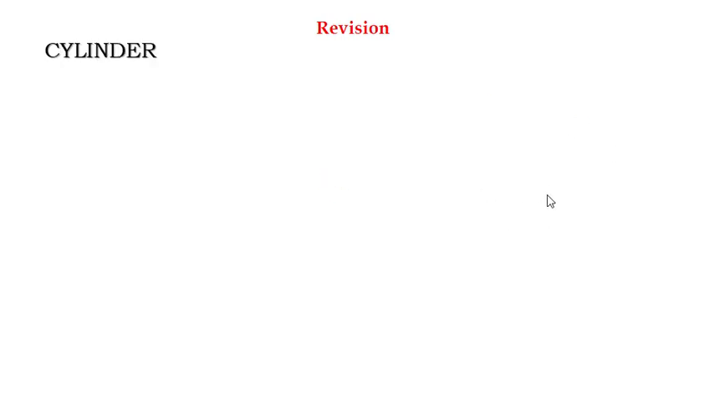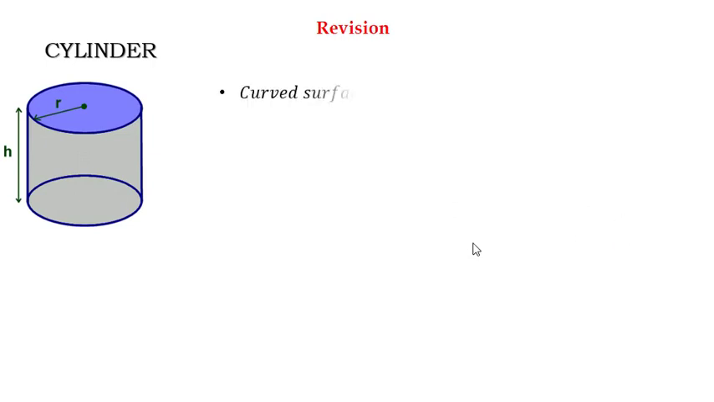Now let us discuss cylinder. In cylinder we have curved surface area which is 2 pi RH. Now this 2 pi R is base perimeter into H is height. So base perimeter multiplied by height gives me curved surface area. Total surface area. In total surface area we have this curved surface area plus area at top and bottom, which is pi R square. So I have total surface area is equals to 2 pi RH, which is curved surface area, plus 2 pi R square.